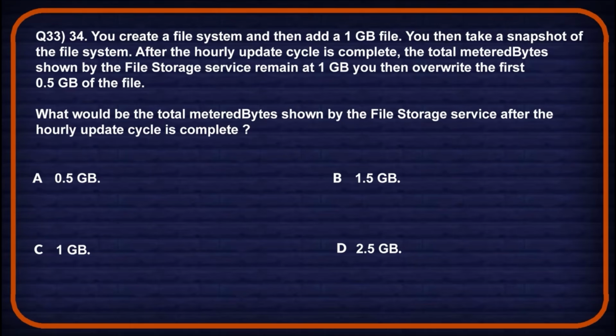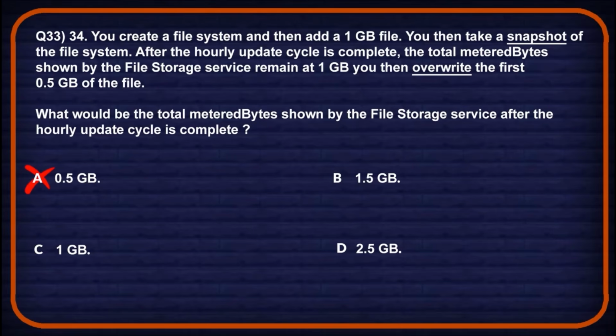Okay, let's look into the options. Option A, 0.5 GB. Metered bytes would not be 0.5 GB because the snapshot remains the original 1 GB even after the partial overwrite. So option A not a correct choice. Moving on to option number B, 1.5 GB. Overwriting 0.5 GB of a file after a snapshot causes metered bytes to increase to 1.5 GB as both original and modified blocks are retained. So option B might be a potential answer.